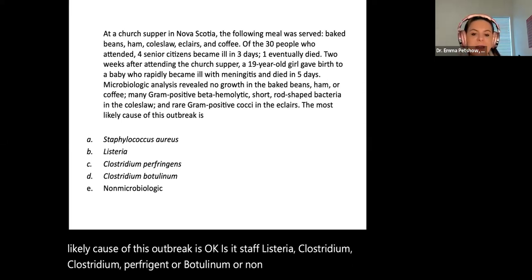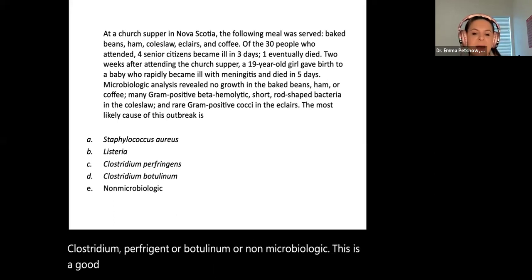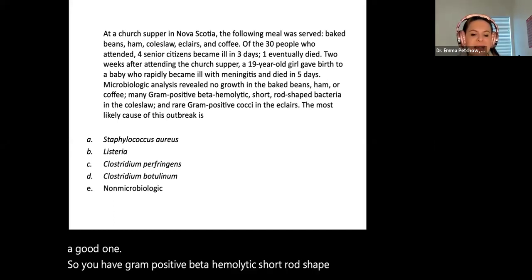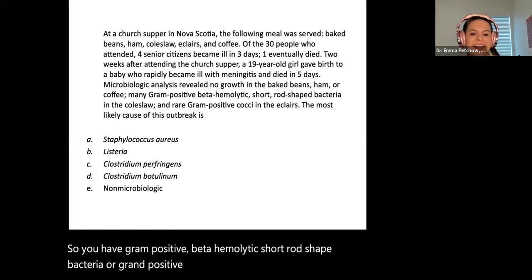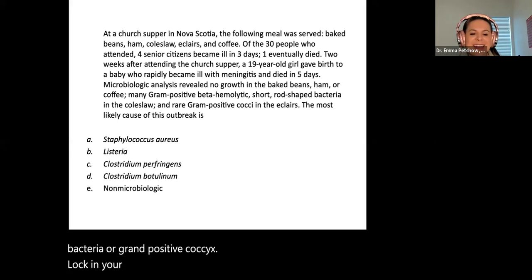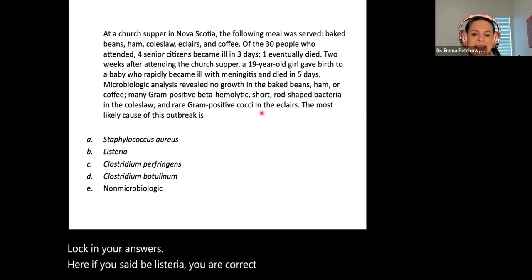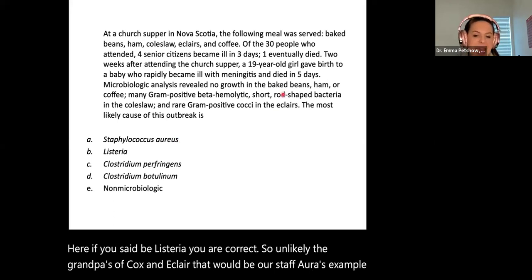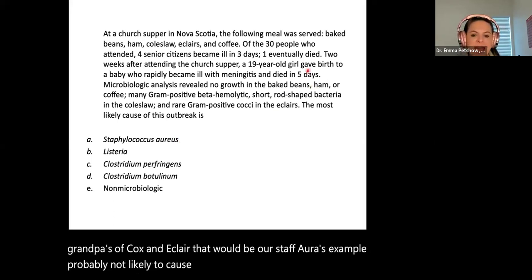This is a good one. So you have gram-positive beta-hemolytic short rod-shaped bacteria or gram-positive cocci. Lock in your answers. If you said B, listeria, you are correct. So unlikely the gram-positive cocci in the eclair, that would be our Staph aureus example, probably not likely to cause death in this way, right? Especially from an eclair itself.